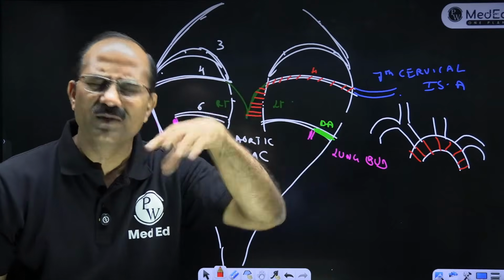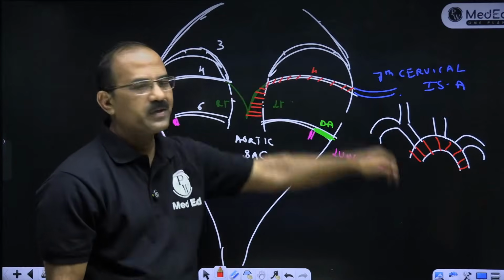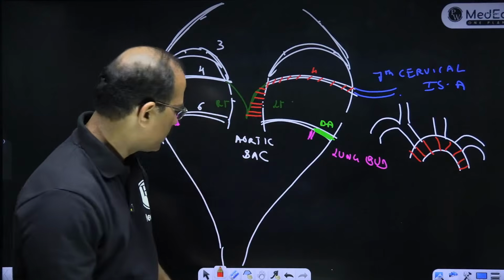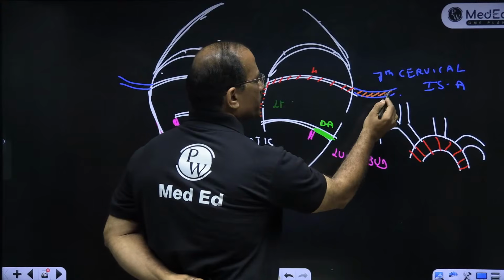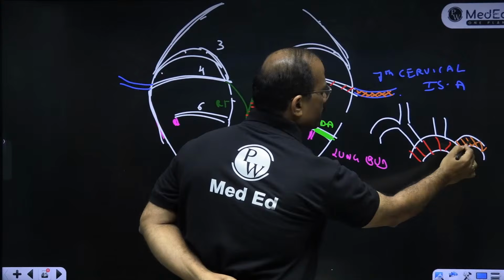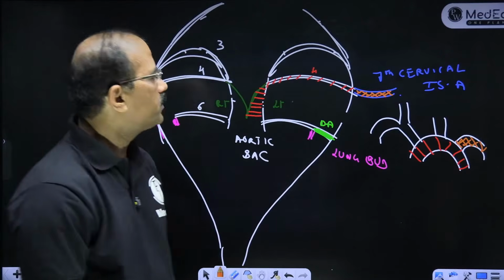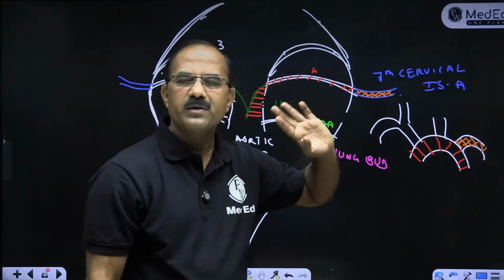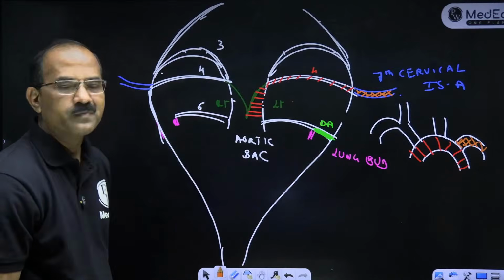Simple, Rishabh. You just have to revise it. It's easy. So the left horn of aortic sac and the left fourth arch artery is going to form the arch of aorta. Fine. The left 7th cervical intersegmental artery is going to form what? The left subclavian artery. The left subclavian artery is derived from the left 7th cervical intersegmental artery.